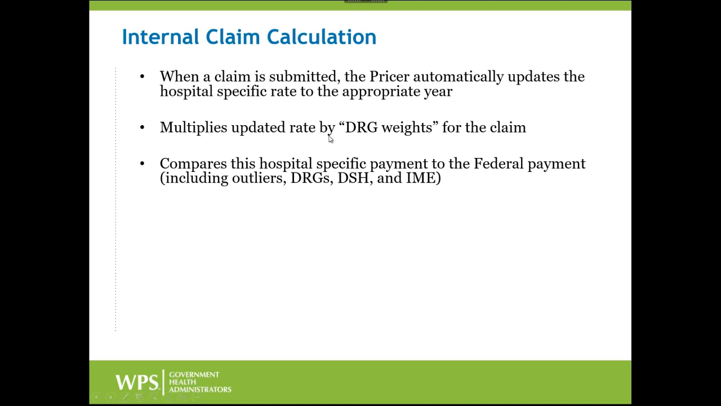So it compares these two payments to see which one's higher. If the federal payment is higher, that's just the one that's going to be used. If the hospital-specific payment is higher, then again we have that comparison, where for sole community hospital, they take the highest of the two. For Medicare Dependent Hospital, it just gets 75% of that extra amount.